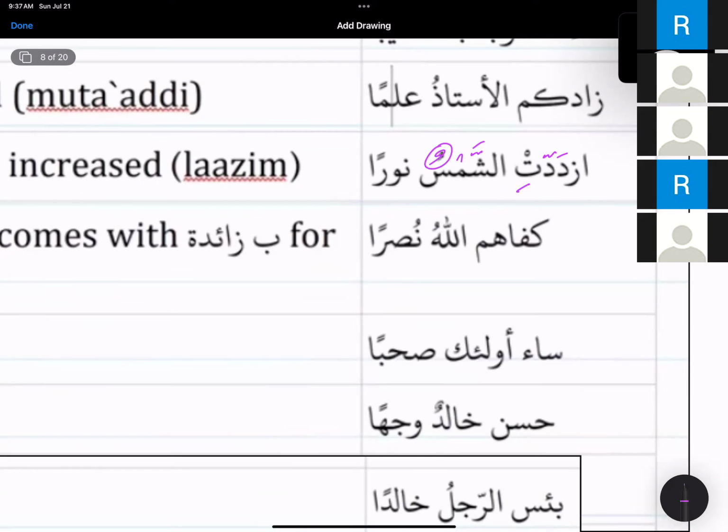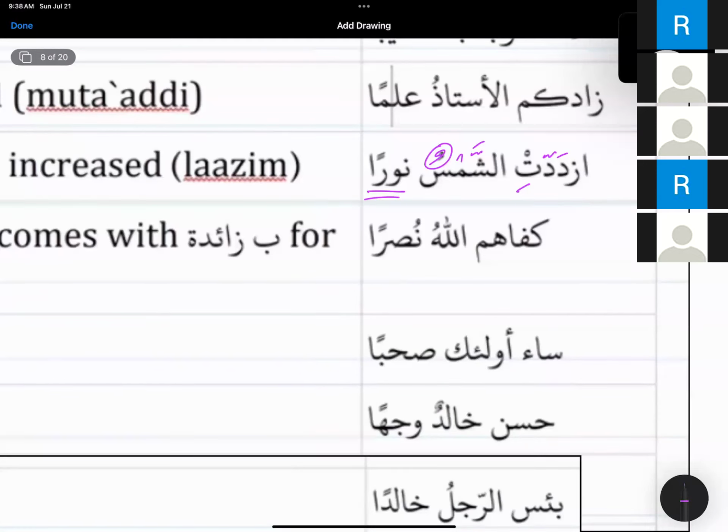Shamsu, right? So the sun increased. Now you're going to ask in what sense you're saying it. It increased in light, nuran, in light. So this verb needs a tamyiz. Then we say kafahumullahu. So Allah subhanahu wa ta'ala is sufficient for them. In what sense? In health, nusran, right?